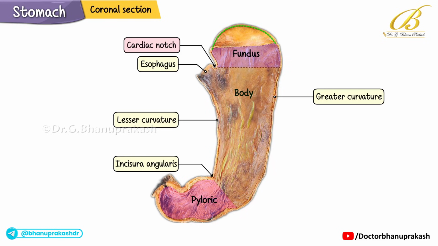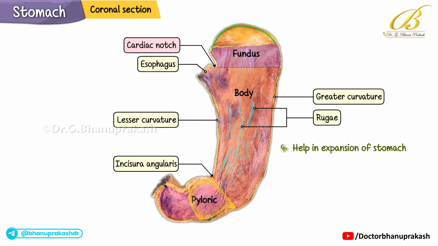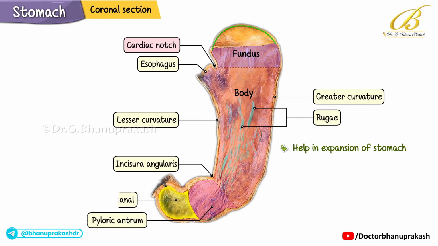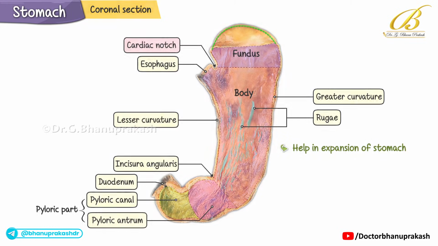Within this body, we can observe several longitudinal mucosal folds, known as rugae, which help in the expansion of the stomach. Below the incisura angularis, we find the pyloric antrum leading into the pyloric canal. Together, the pyloric antrum and pyloric canal make up the pyloric part of the stomach, which continues into the duodenum.